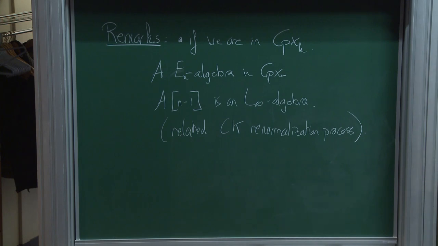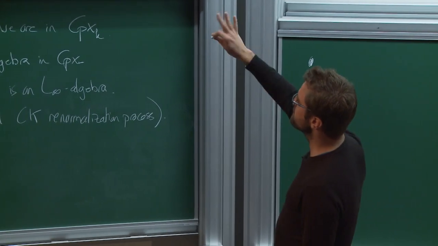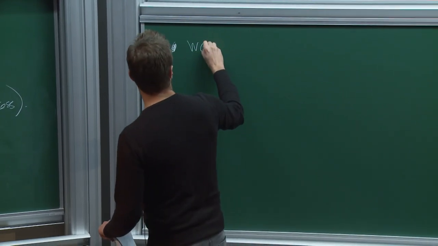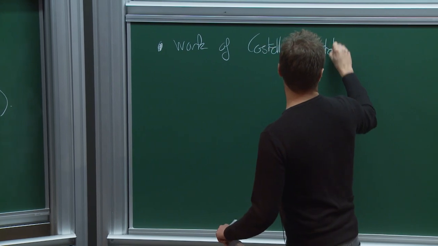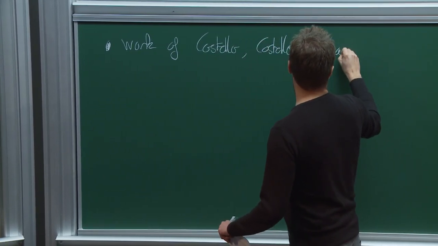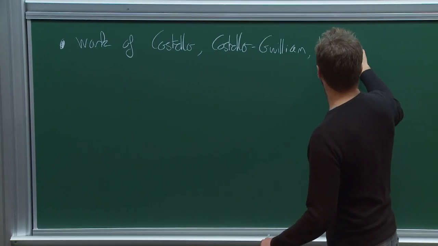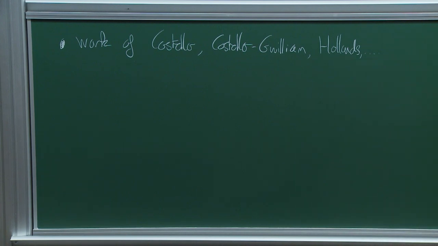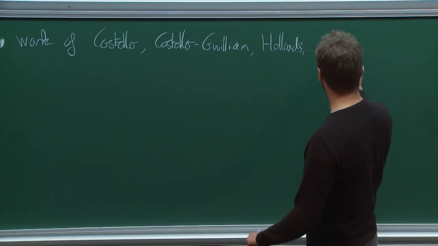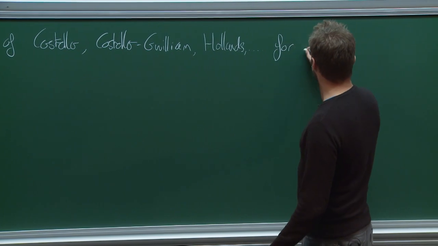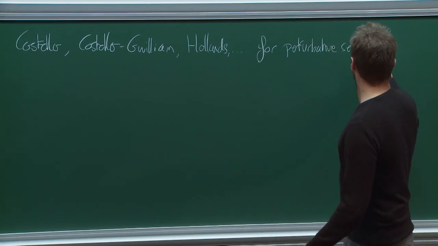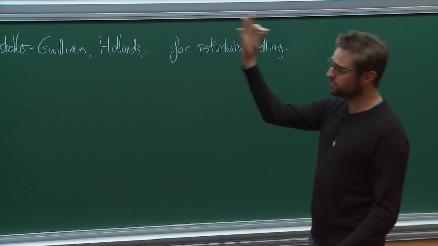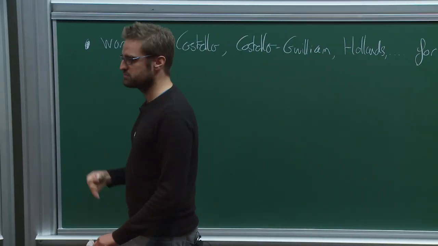A second remark is that part of this has been proven in some work of Costello with Owen Gwilliam, and maybe also by some physicists like Stefan Hollands. But in all this work, they actually deal with theories which are very close to free theories, so only for the perturbative setting. And in principle, the conjecture should be true for deformations of theories which are not free.